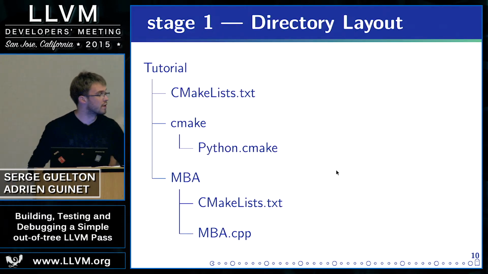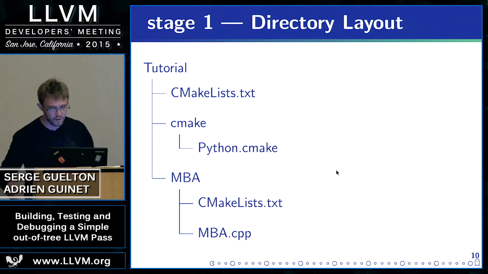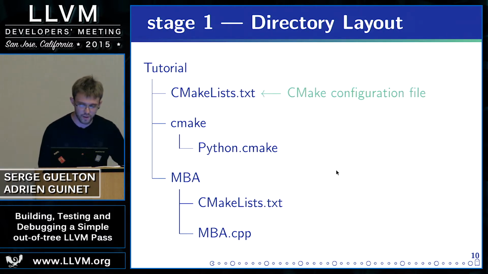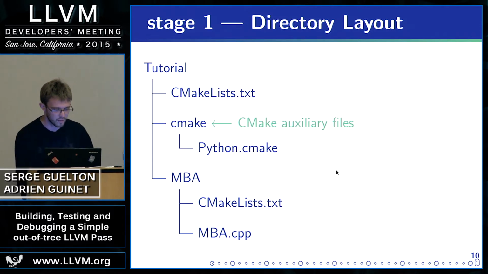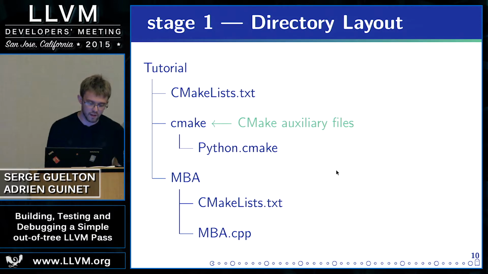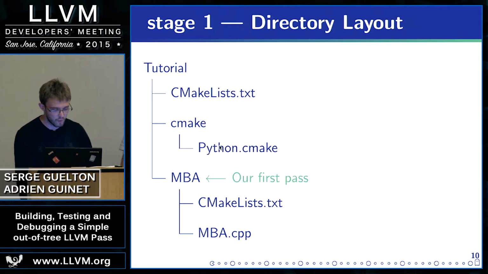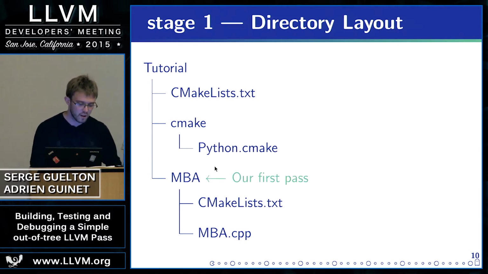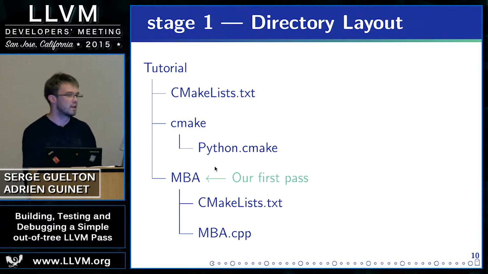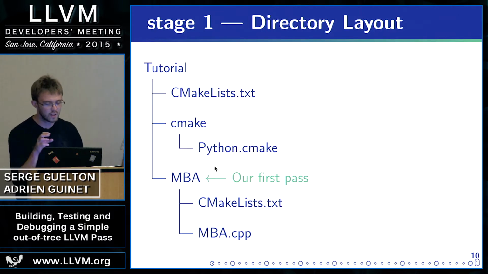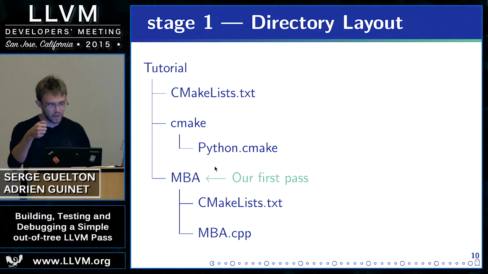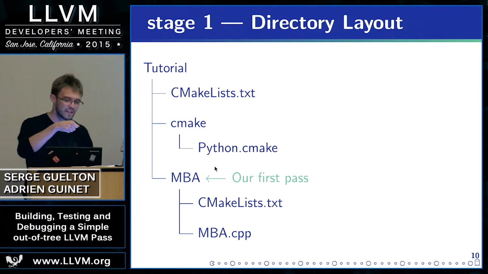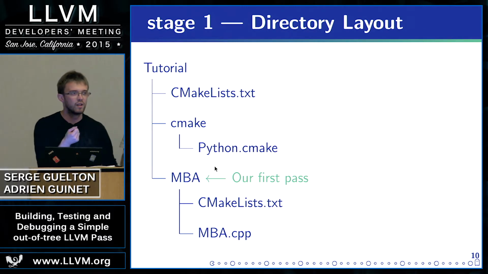So first of all, this is a new project, so we have to organize our files and everything. The first file to have is obviously the CMakeLists.txt to declare the CMake project. Then we have some CMake auxiliary files. We're going to see why for Python, and then our first pass, which we call MBA, which means mixed Boolean arithmetic. It's a kind of technique to mix classical Boolean arithmetic with integer arithmetic to create obfuscating computation.